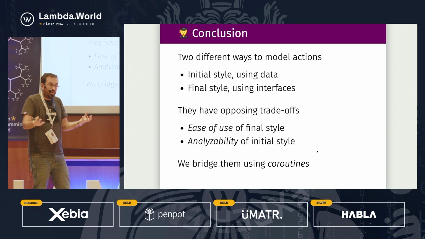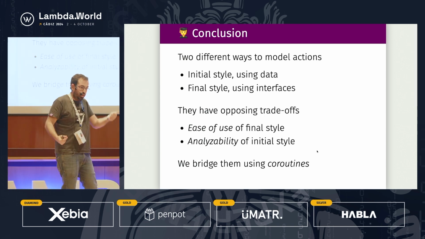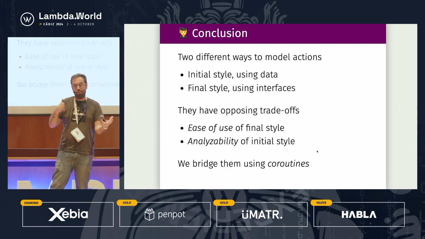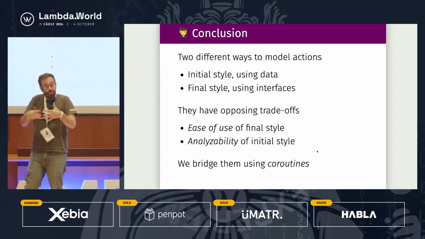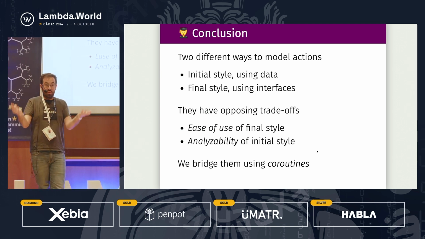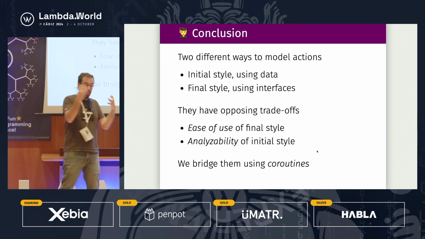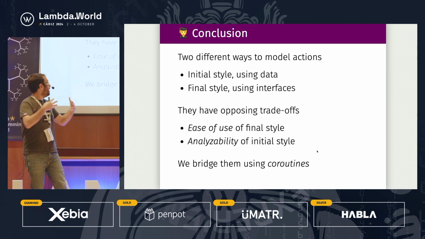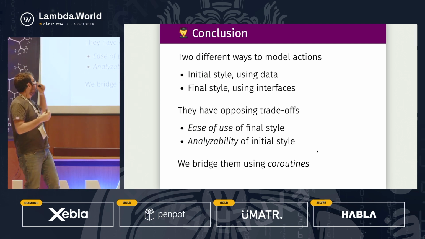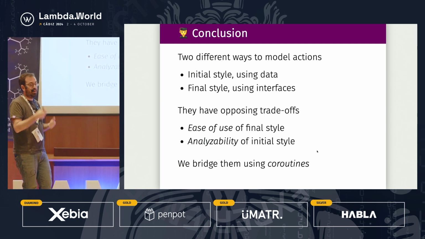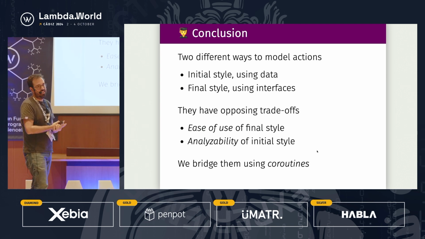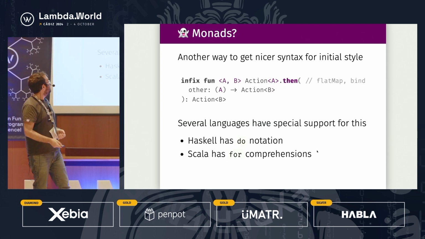But what we've seen here is that there are these two ways to model our programs. When you want to do a DSL, there is the initial style, which is super great for analysis, and the final style, which is super great for users. And by using coroutines, as I said, anything which has continuations can model this in a similar way. We can bridge the gap and get the ease of use of the final style with the analyzability of the initial style. And yeah, that's it.